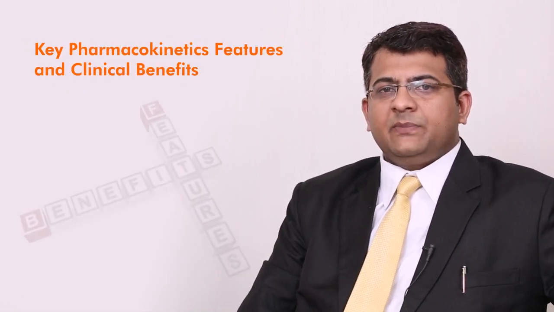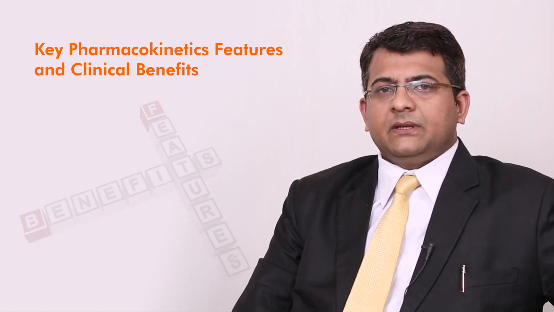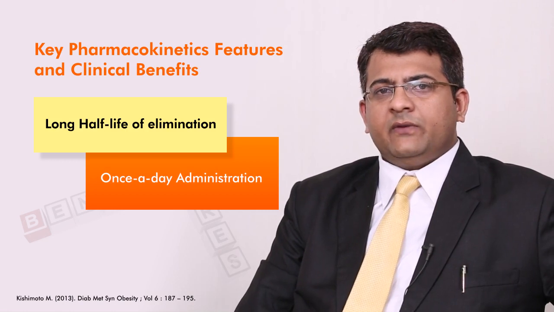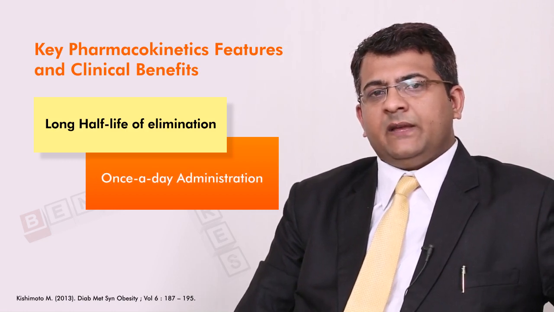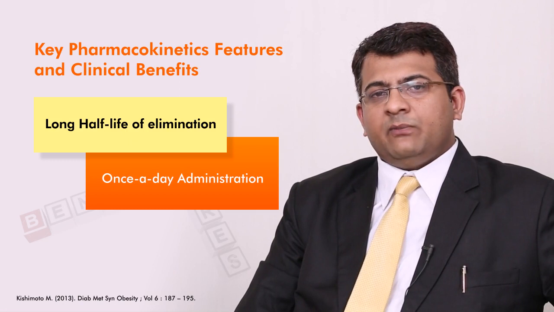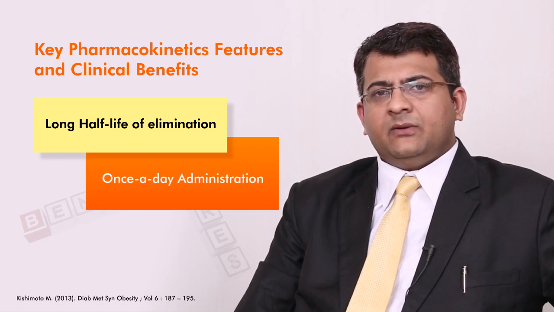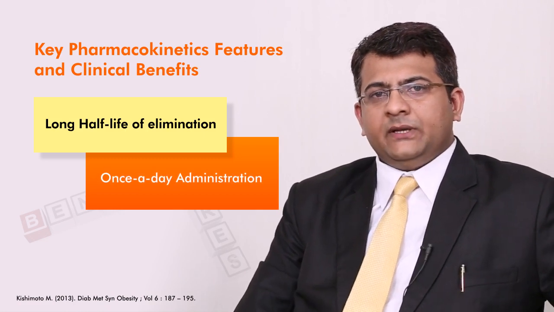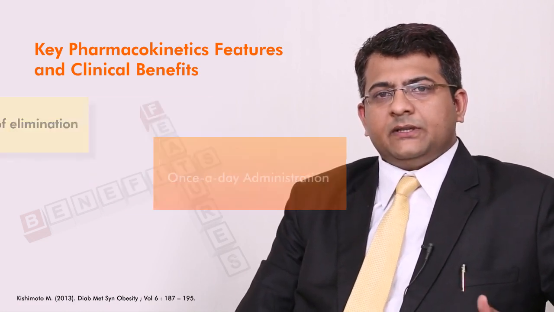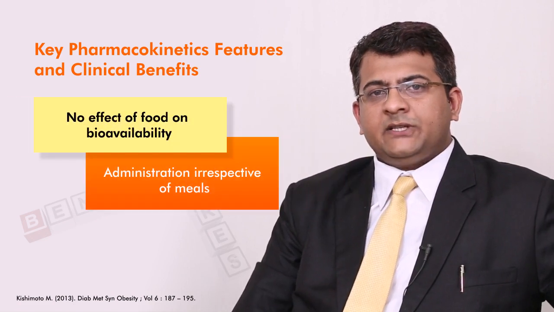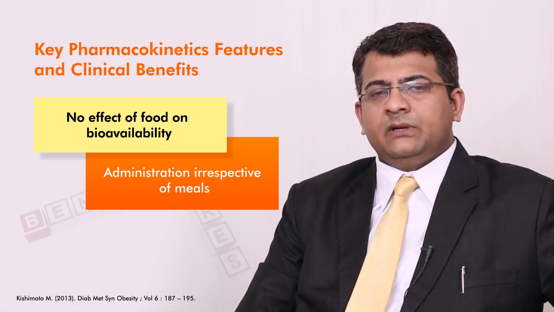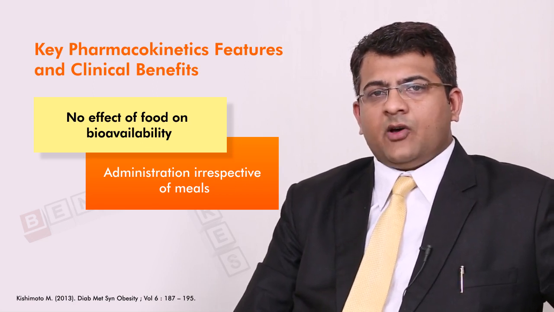Moving further, teneligliptin has certain specific kinetic properties. These are the long half-life of elimination, almost 21 to 24 hours of plasma half-life. So this is the real once-a-day molecule. If you look at the other gliptins, only linagliptin has a longer half-life compared to teneligliptin. The second property, food will not have any major impact on the absorption of the drug. So the drug can be taken irrespective of food and at any time of day because of its long half-life.